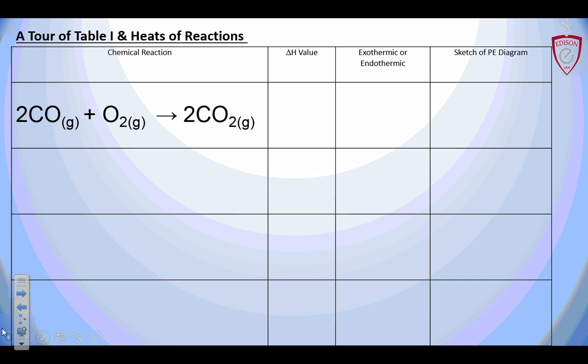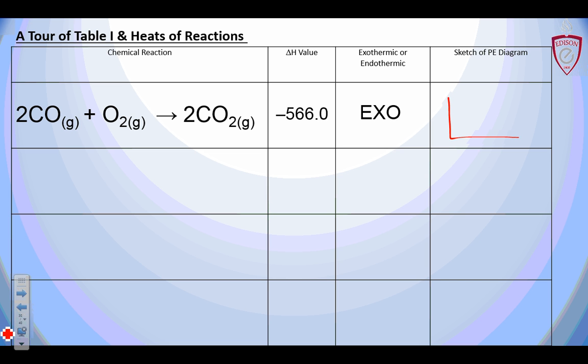If this was a problem, you could look it right up in table I and you'd scroll over and you would see it has a delta H of negative 566.0 kilojoules per mole. And remember, joules are units of heat, and kilo means 1,000. So 566,000 joules for every mole of reaction that happens. There's that good old mole. And because it's negative, we got an exo.